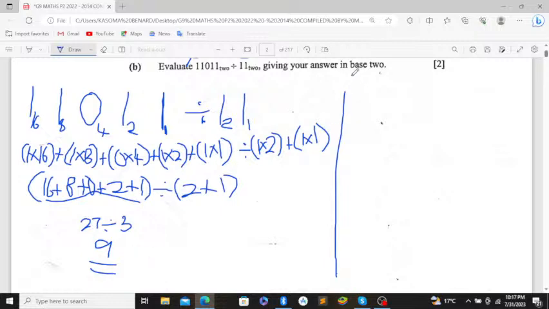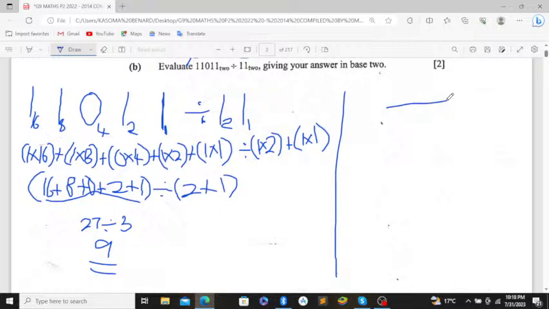Okay, now once we have done that, we should go to the second step, because they are saying evaluate 11011 base 2 divided by 11 base 2, giving your answer in base 2. As you can see, the answer I've gotten, 9, is in base 10. So we need to change 9 into base 2. What do we do to change 9 into base 2? How can we convert 9 into base 2?